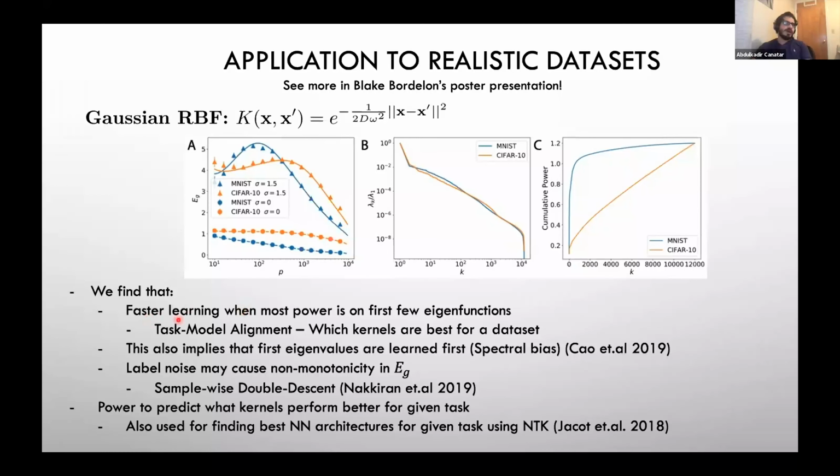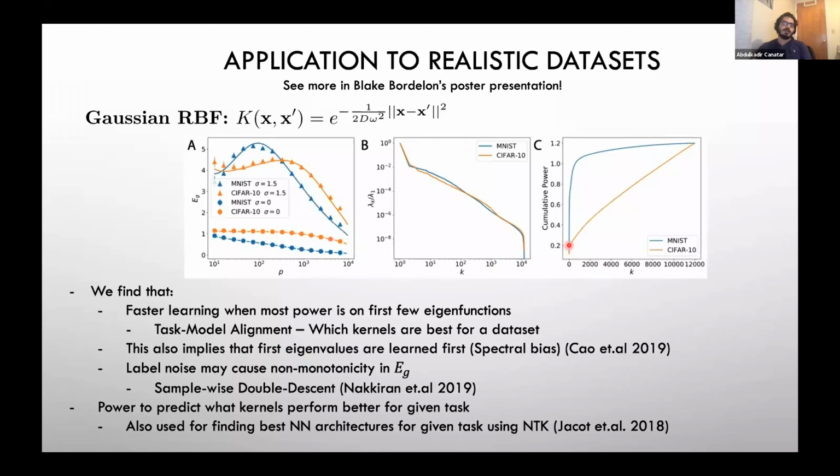So we find that faster learning happens when most of the power is on the first few eigenfunctions, eigenvectors. And this is what we call task-model alignment, which simply tells you which kernels are best for a given data set. What I mean is which kernel actually lets you place more power in the first several eigenfunctions. The second one, which I'm not going to show rigorously right now, is that this also implies that the first several eigenvalues are learned first. This is what I call spectral bias. Why?